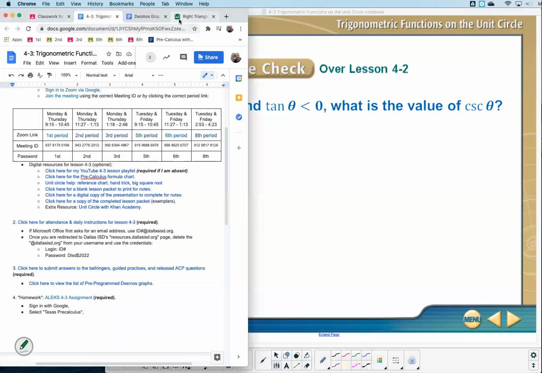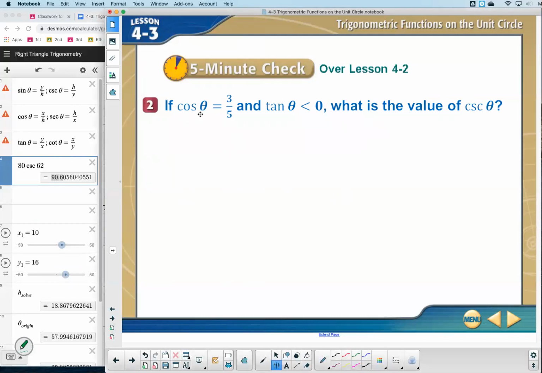So let me come back to my calculator. I'm going to fill in some values. Here's what I know about cosine. Cosine is x divided by h. This cosine is the same thing as x over h. So I can substitute there and say that x divided by h is 3/5, because cosine is x divided by h. Basic trigonometry rule right there. Tangent is y over x. So y over x is less than 0.